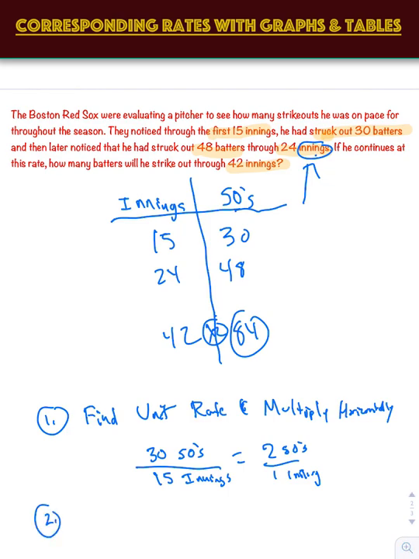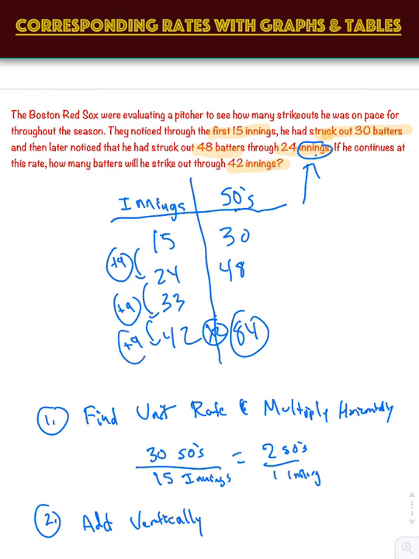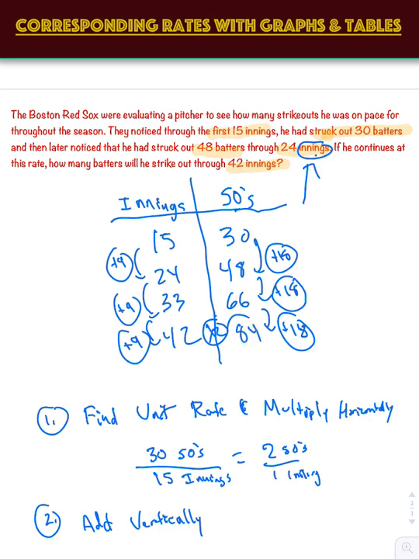The other way I could have done this is to add vertically. I notice on the left it's increasing by 9. So if I increase by 9 again, it gets me to 33 innings. Increase by 9 again, it gets me to 42. So if I didn't have this 84 already, I would notice on the right side it's increasing by 18, which means it needs to increase by 18 to match the 33 innings. That would be 66. And finally, it needs to increase by 18 one more time, which gets me to 84 strikeouts. Either way, the answer is 84.